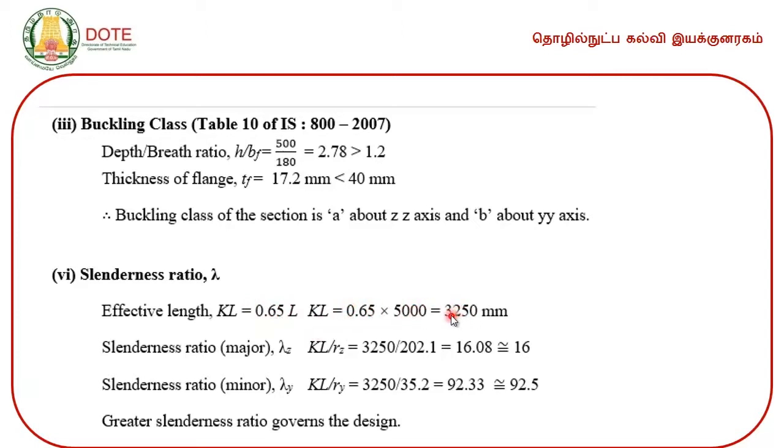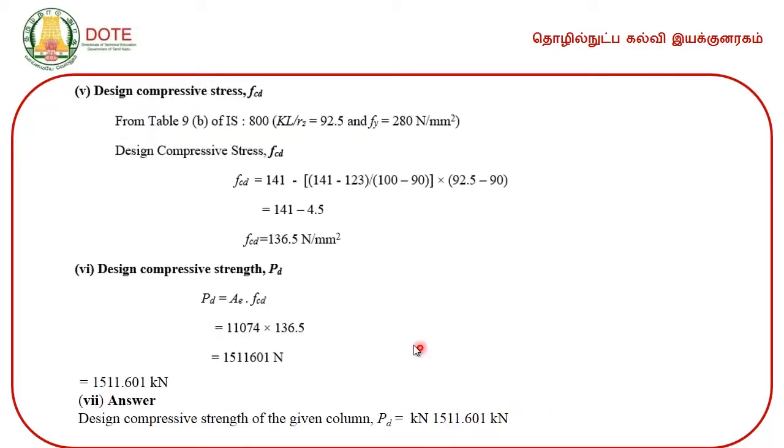So, the effective length is found to be 3250 millimeters, and with this value and the radius of gyration of the given member from the table, we are calculating the slenderness ratio about the major as well as the minor axis. The slenderness ratio about the major axis is found to be 16, and that of the minor axis is found to be 92.5. With these values, we pick the design compressive stress, namely fcd, and the fcd value is found to be 136.5 Newton per millimeter square.